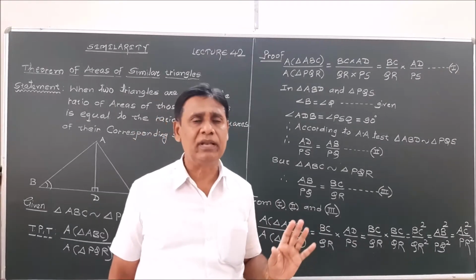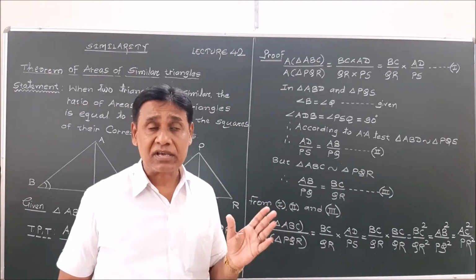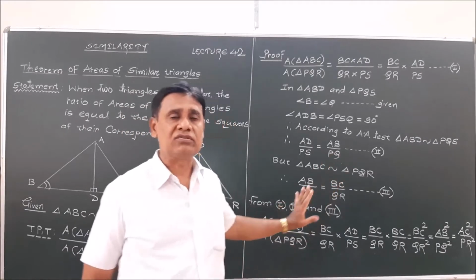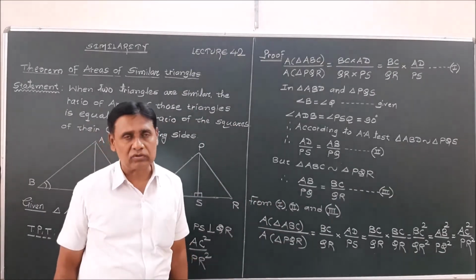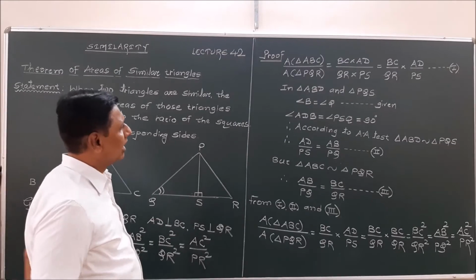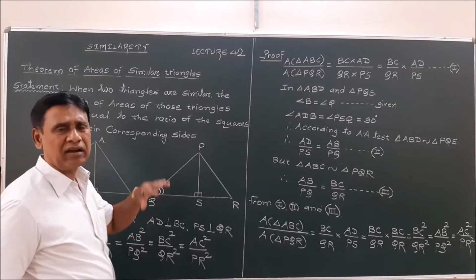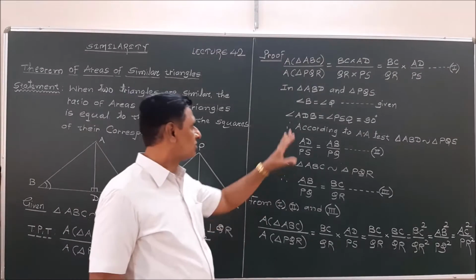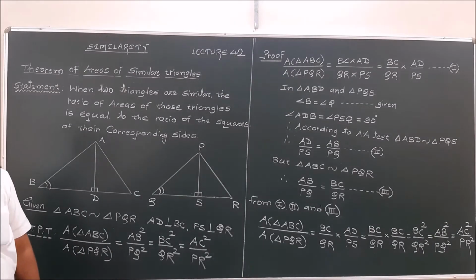If triangles are not similar, then you have to use the property where areas are proportional to the product of base and height. But if somehow you prove the triangles similar, then you can use this theorem on areas of similar triangles. This is also a very, very important theorem from the examination point of view. It is a very big theorem and there are 3 to 4 steps. Statement, figure given, to prove, and all will surely sum up to 4 marks. This is how we as students have to understand this theorem properly.